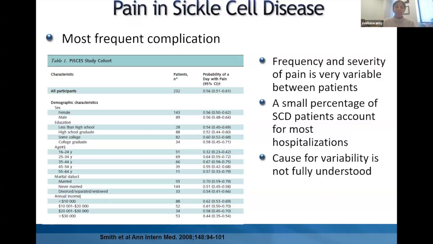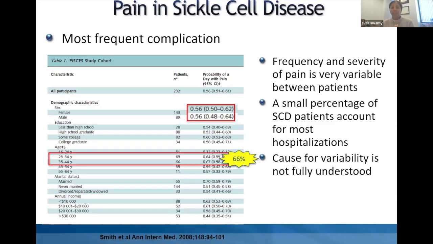Now, this is a table that I don't expect you to read fully, but this was a study done out of Virginia, looking at over 200 patients with sickle cell disease who kept a daily pain diary, and it was noted the probability of pain on any given day was more than 50%. And the highest probability of pain was actually in the 20 to 30, 40-year-old age group. So you can imagine the impact on everyday lives.